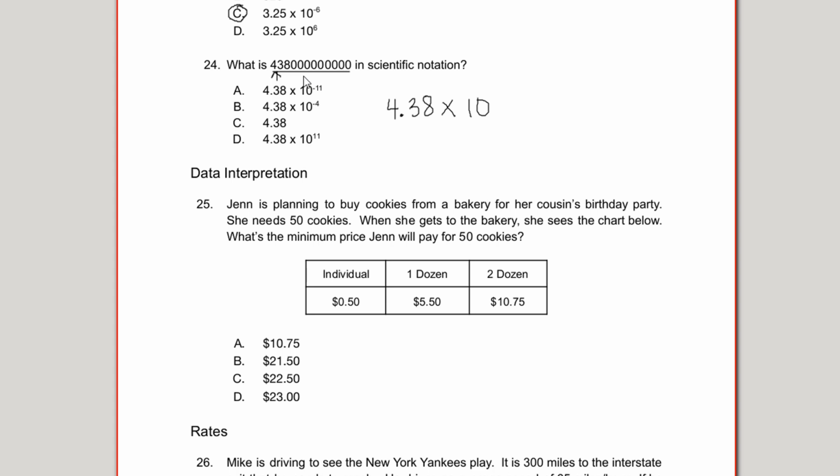Like I had previously said, this is a really large number, so we're going to have a positive exponent, and it is based on how many times we move this decimal point. We have an understood decimal point at the end of this last zero, and let's see how many times we'll need to move it. 1, 2, 3, 4, 5, 6, 7, 8, 9, 10, 11. 11 spots to the left. That gives us 4.38 times 10 to the 11th, which is answer choice D.